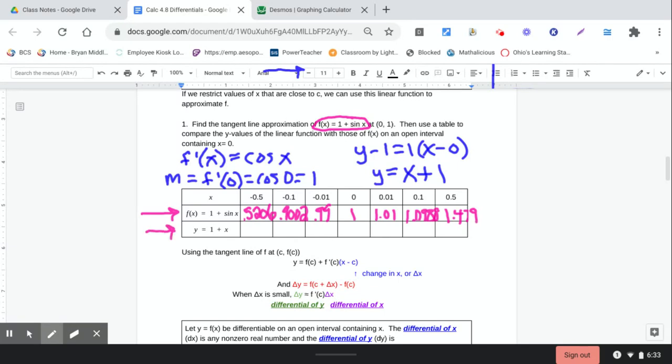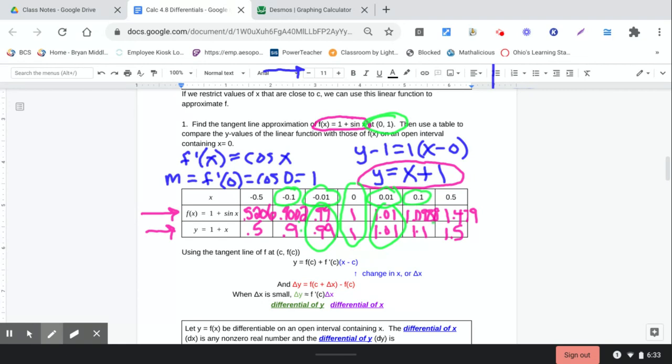All right, now we're going to plug in those same values into the tangent line, this one. And when we do that, we get 0.5, 0.9, 0.99, 1, 1.01, 1.1, and 1.5. So what I want you to notice is that, remember, we're at this point 0. As we're close to that 0, the y values are the same. And notice if you're just a hundredth away in either direction, the y values are basically the same. Now, when you get a tenth away, the y values are pretty close.